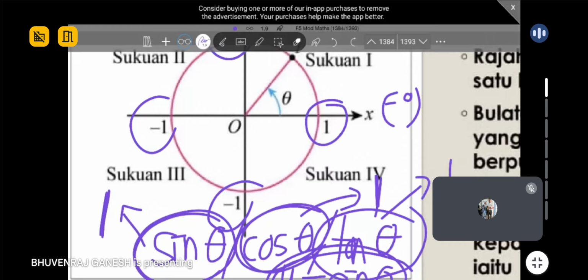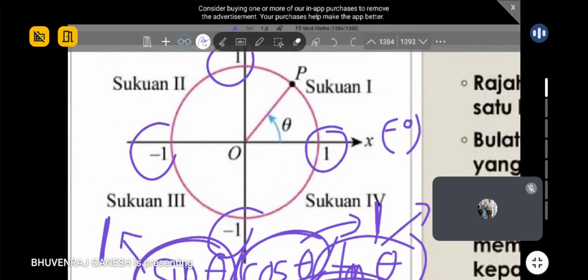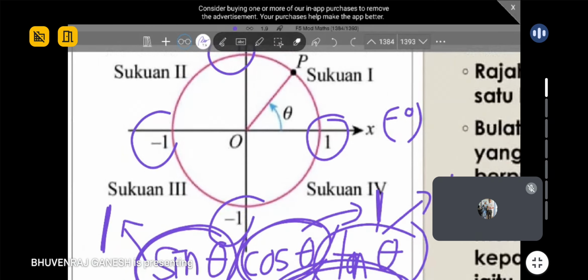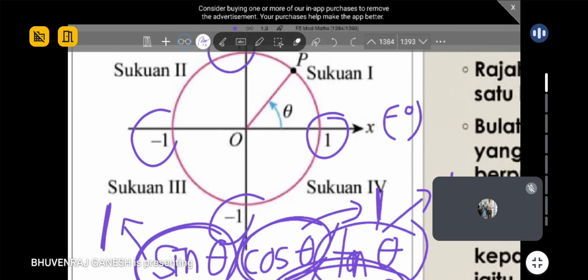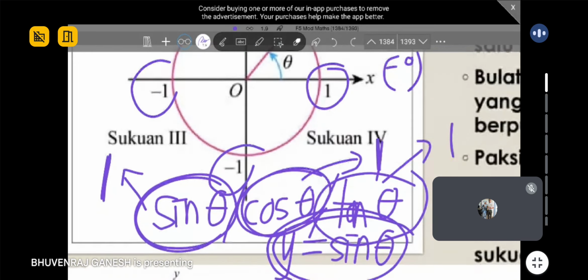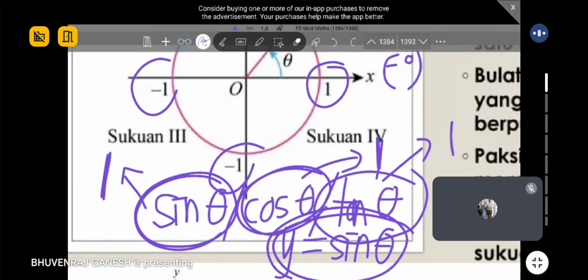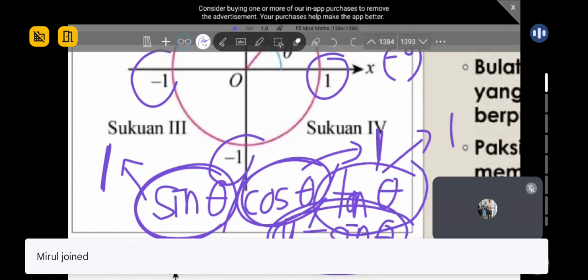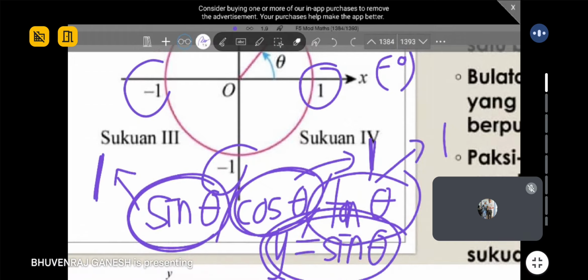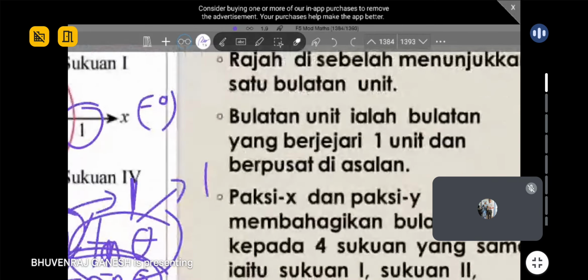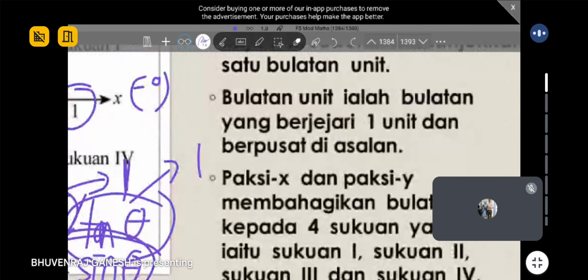Kenapa dia kena 1? Okay, mungkin buku teks takkan bagi tahu yang ni lah. Kenapa dia 1. Tapi untuk bagi kamu lebih faham. Kenapa dia kena 1? Sebab kita lihat nilai maksimum fungsi sine, cos, tangent. Okay, we look at the max value for all the 3 functions. Okay, so yeah.